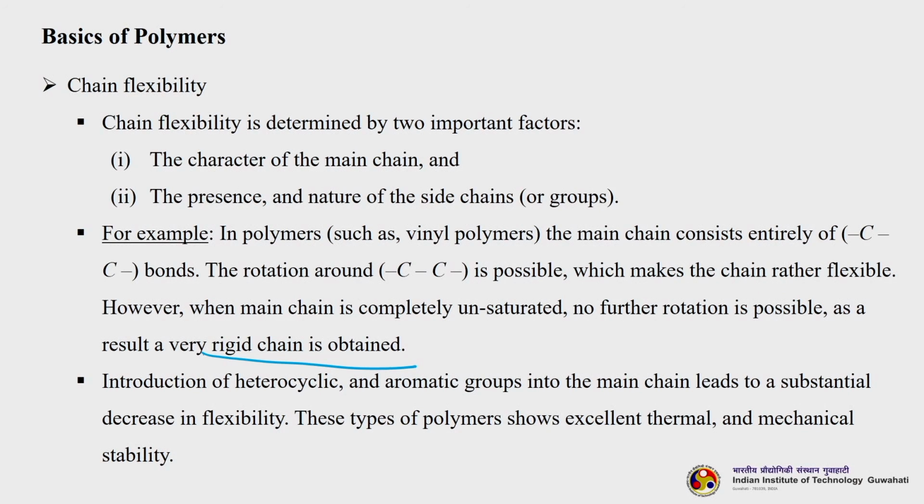Introduction of heterocyclic and aromatic groups into the main chain leads to a substantial decrease in flexibility. So, how do you change the flexibility of a particular polymer? You can introduce some heterocyclic or aromatic groups into the main chain, and the degree of flexibility changes. This type of polymer shows excellent thermal and mechanical stability. For certain membrane applications, you need to have excellent thermal and mechanical stability.